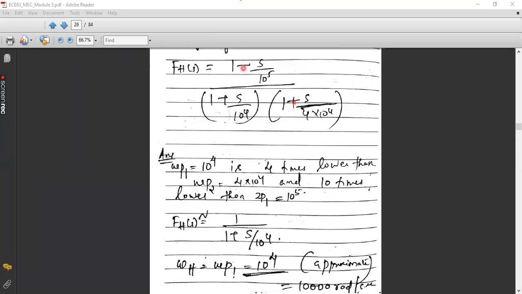So by simple observation, you are writing the answer that my pole is existing, and all the remaining poles and zeros are existing at least 4 times away from the low frequency pole. Therefore, it is satisfying my condition of dominant pole, and I can take omega p1 as the dominant pole, which will be nothing but your cutoff frequency.